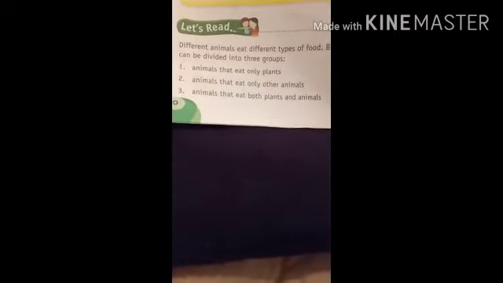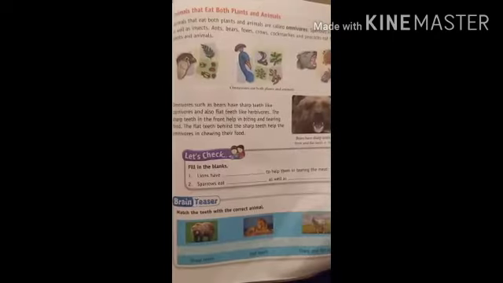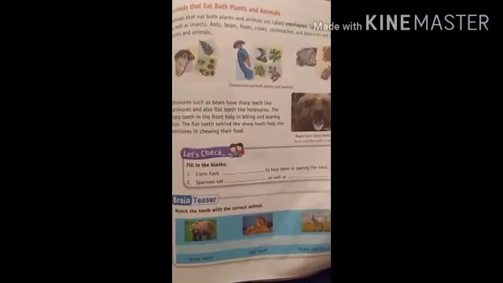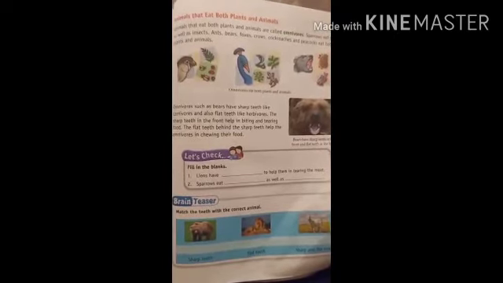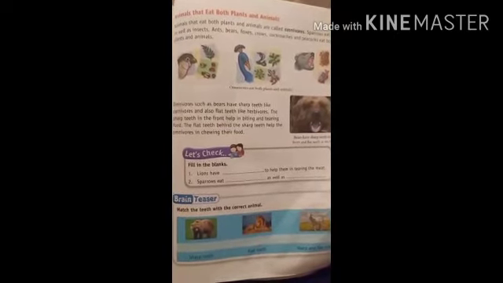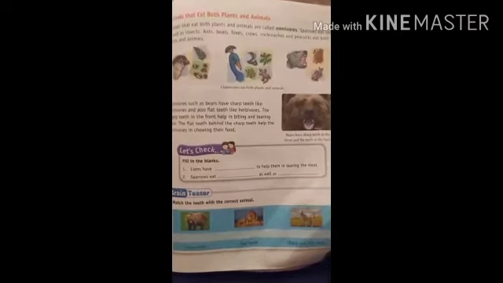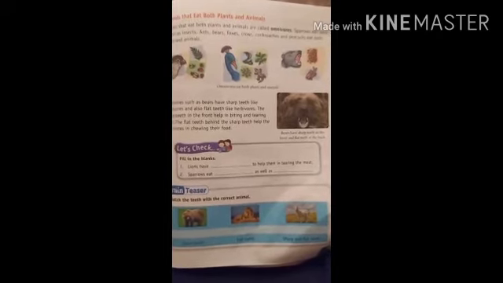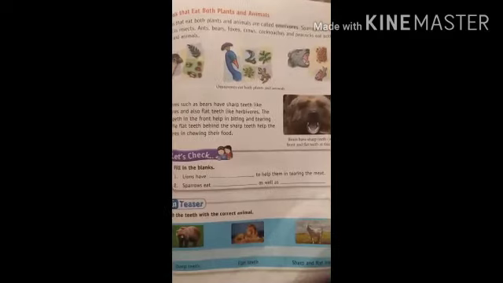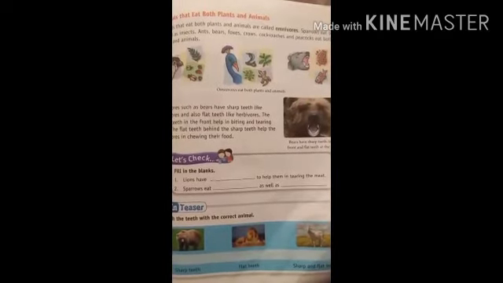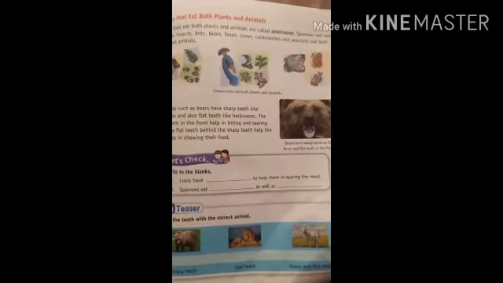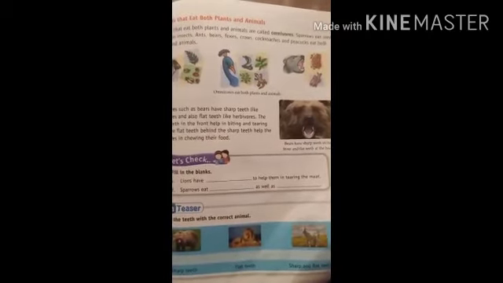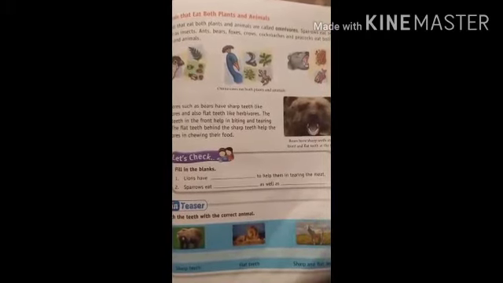Let's go with the third point. Animals that eat both plants and animals. These types of animals are called omnivores. Why are they called omnivores? Because they eat both plants and animals. Some birds like sparrows are called omnivores because they eat seeds of a plant as well as insects. Let us read some omnivorous animals such as ants, bears, foxes, crows, cockroaches and peacocks, which eat both plants and animals. They are called omnivores.